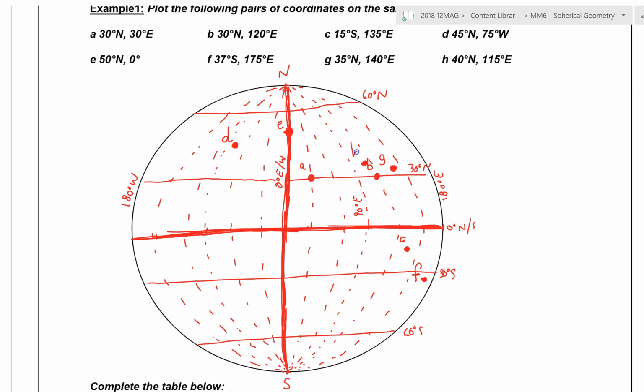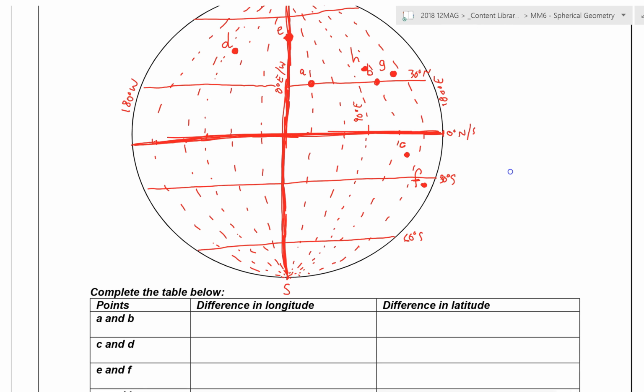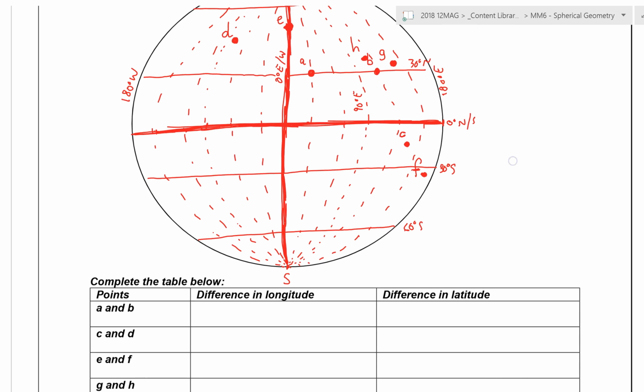Okay, and there's H. So we've got a diagram there, sort of showing where those points are. We can see that B, G, and H are fairly close together. D and E, I suppose, are sort of, kind of close together in a way. Now, I want to work out the difference in longitude and latitude between these points.